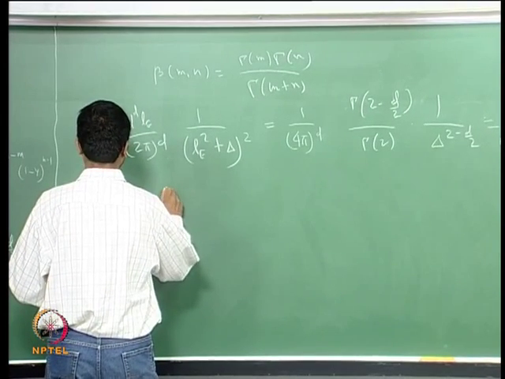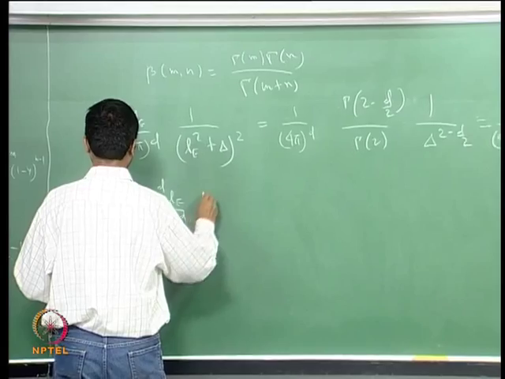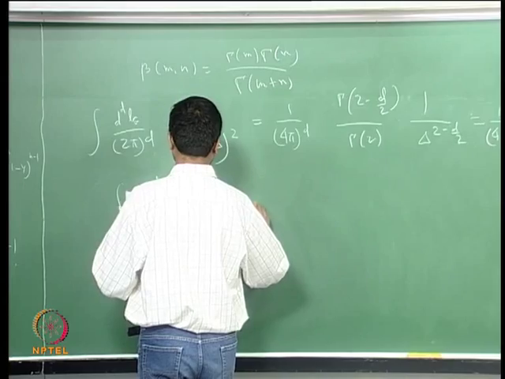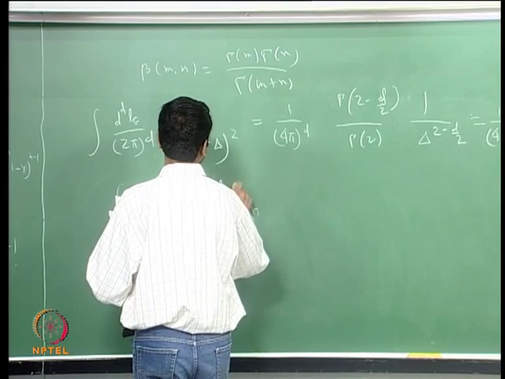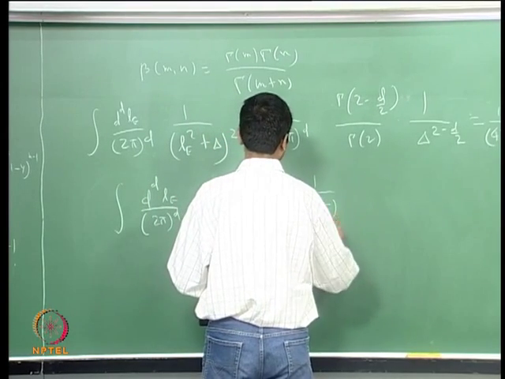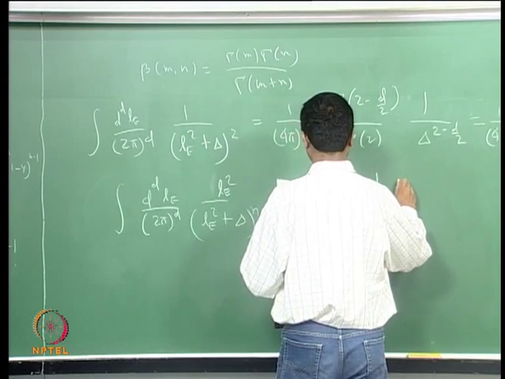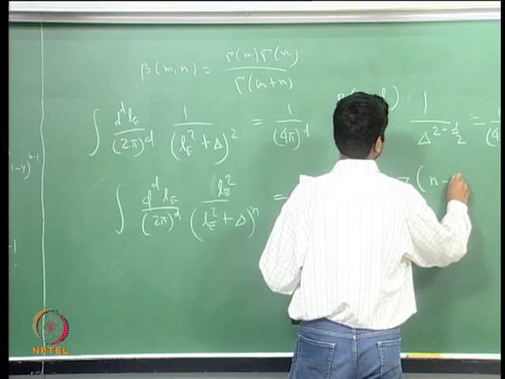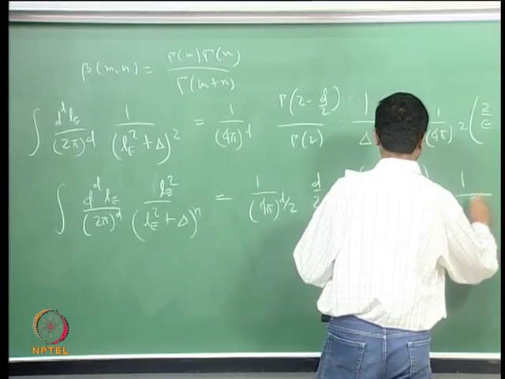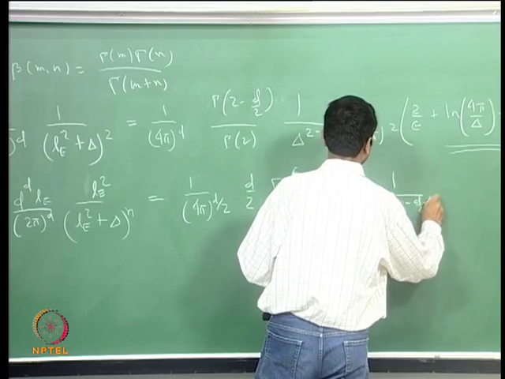So, if you have the integral d^d L_E divided by (2 pi)^d, of 1 over (L_E square plus delta) to the power n, with an L_E square in the numerator, what you will get is 1 over (4 pi) to the power d by 2, gamma of n minus d by 2 minus 1 divided by gamma n, times 1 over delta to the power n minus d by 2 minus 1.